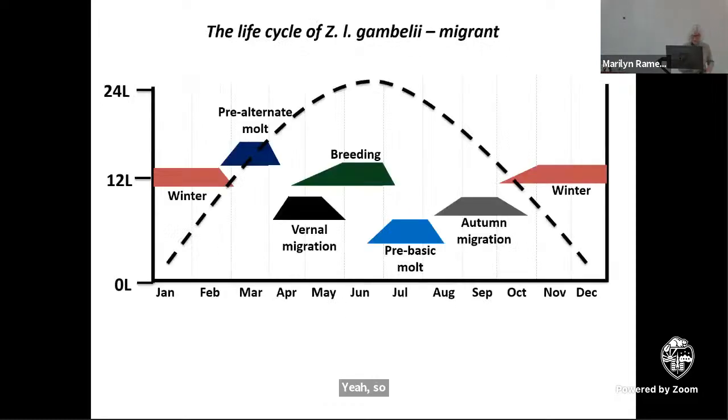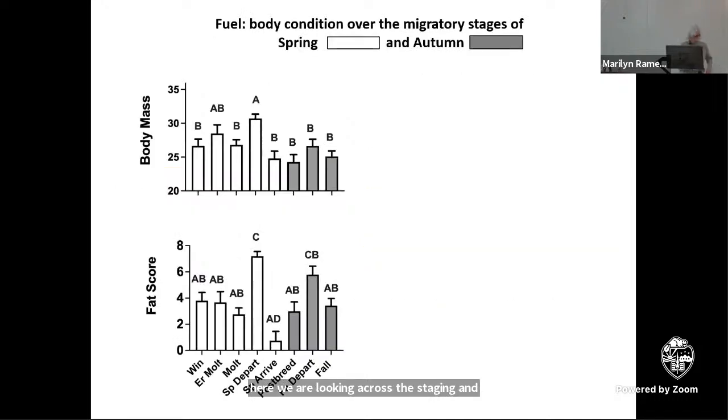So I don't need to do this, but I'm just going to review that. Here we are, looking across the life history stages. So let's take a look then at these life history stages. What we found is that the pre-alternate molt occurs over about a month, a period of 2 months.